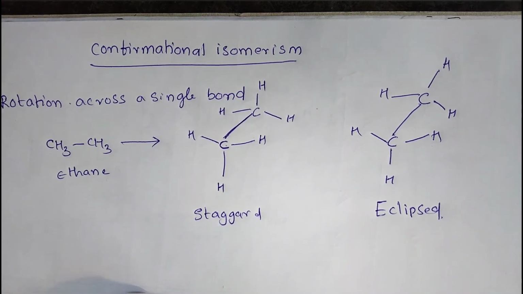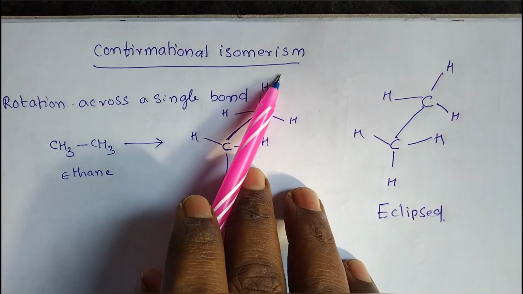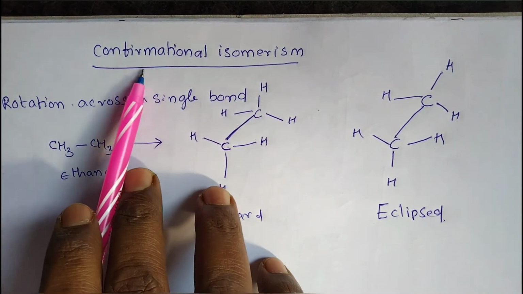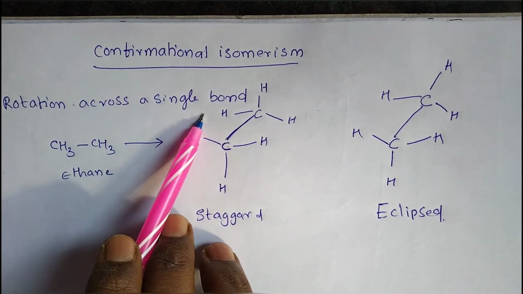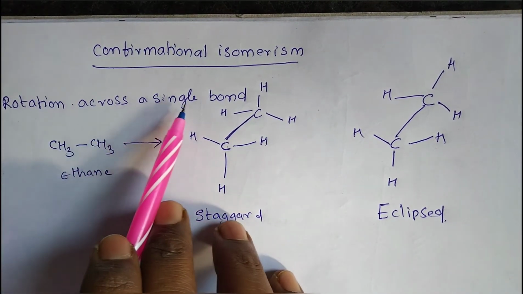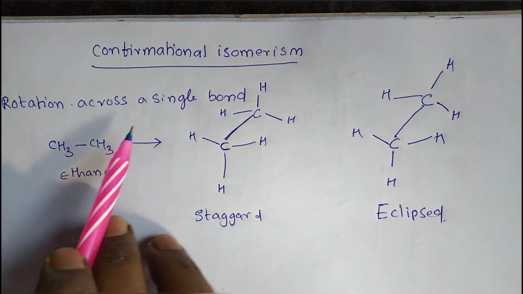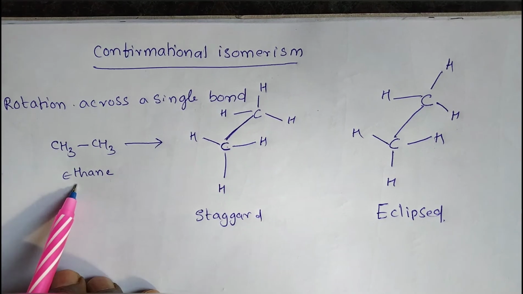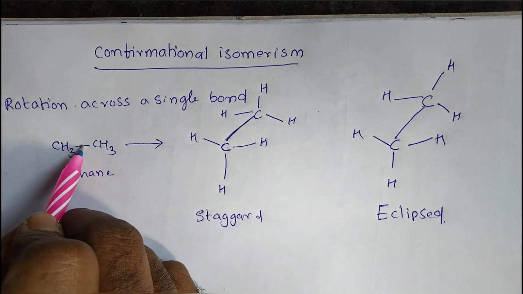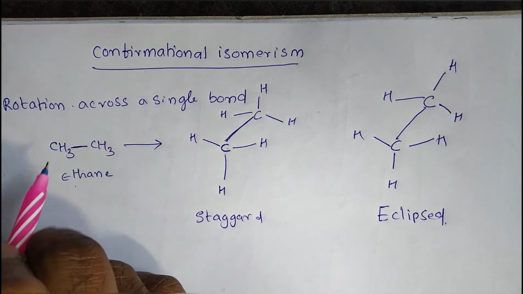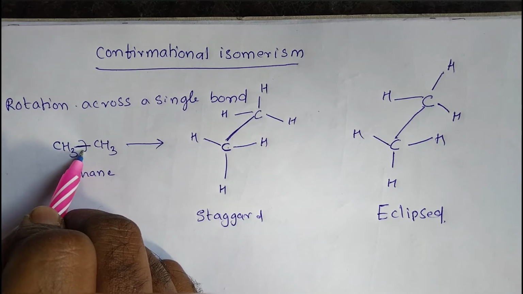Dear students, now we are discussing conformational isomerism. Conformational isomerism means rotation across a single bond, that is, rotation of a sigma bond. For example, let us take ethane. In ethane, between carbon and carbon there is a single sigma bond. This single sigma bond has the ability to rotate.